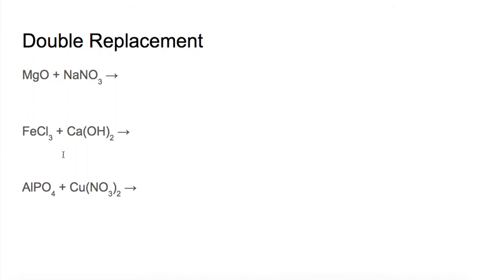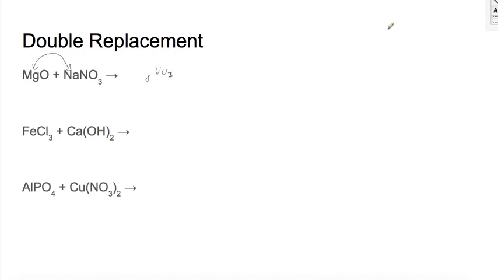Double replacement. This is the one where we have 2 different chemical compounds, and we have 2 different chemical compounds like that. It's the cation that switches places. So the magnesium is going to switch places with the sodium. Magnesium and sodium will switch places. Here's magnesium nitrate. That is a 3.